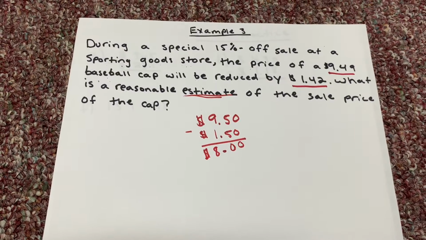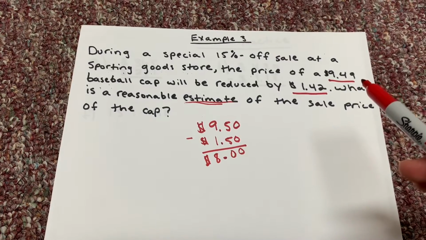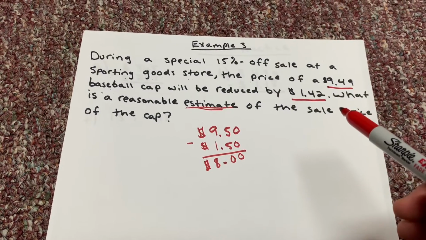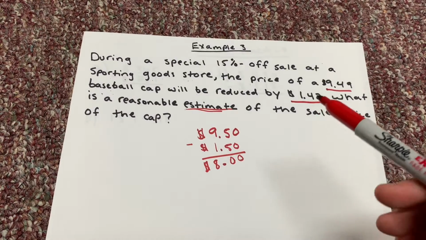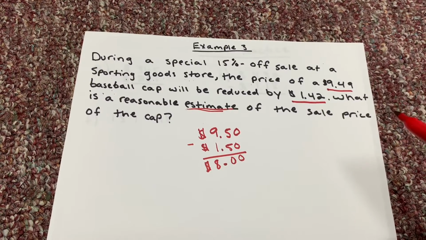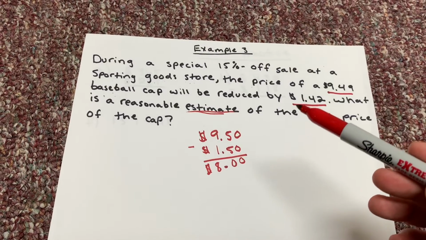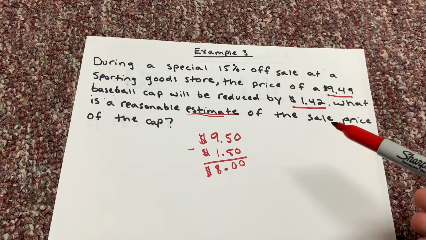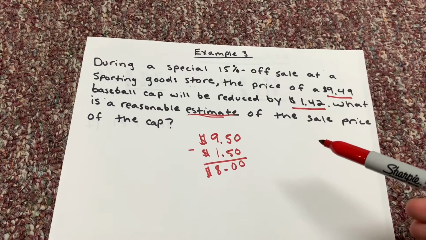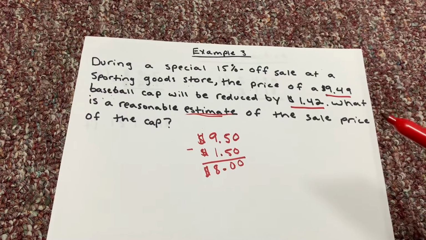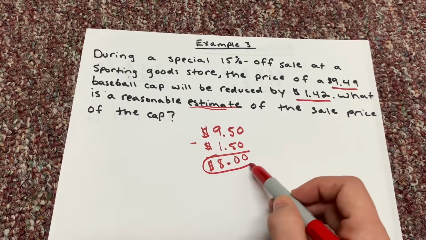So we can use compatible numbers to estimate. So we did that with $9.49 and $1.42. So the regular price of the cap is close to $9.50, and the price is reduced by about $1.50. So when we subtract $1.50 from $9.50, we find that a reasonable estimate of the sales price is about $8.